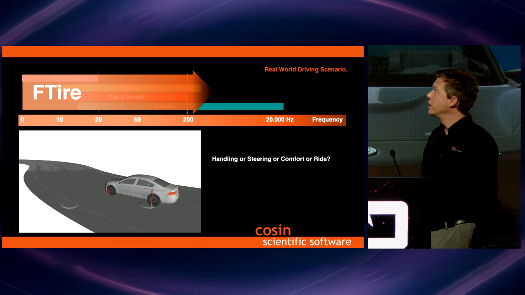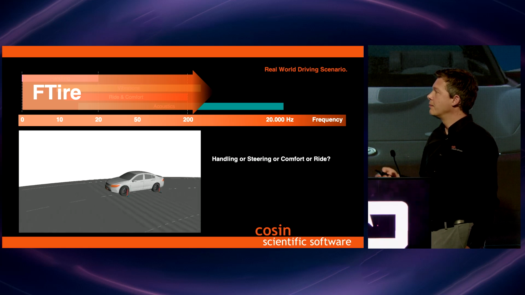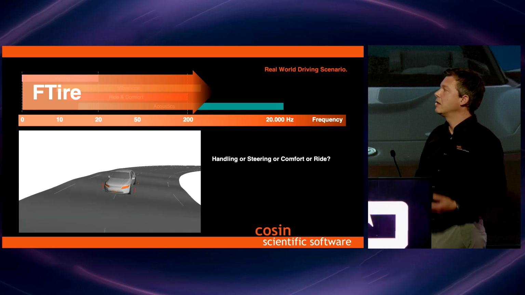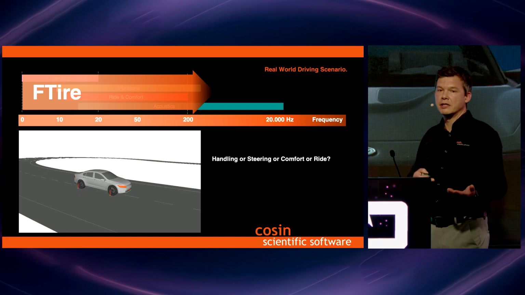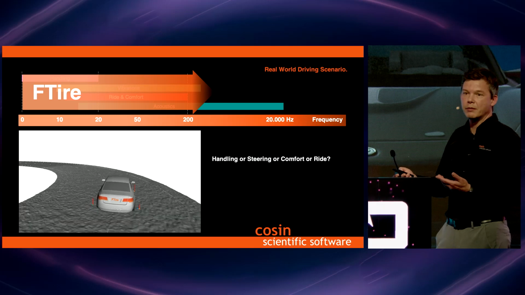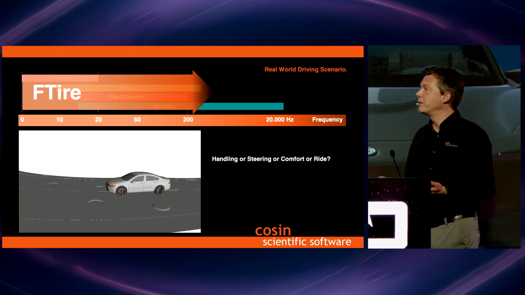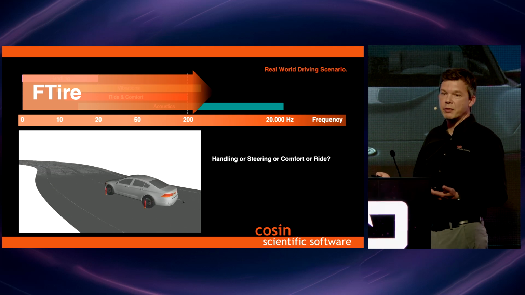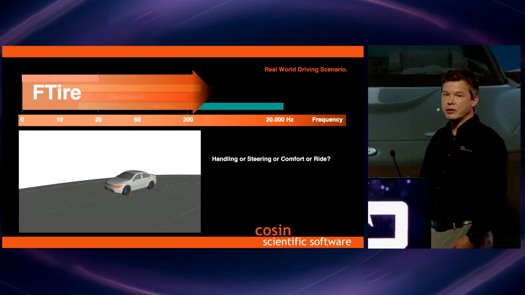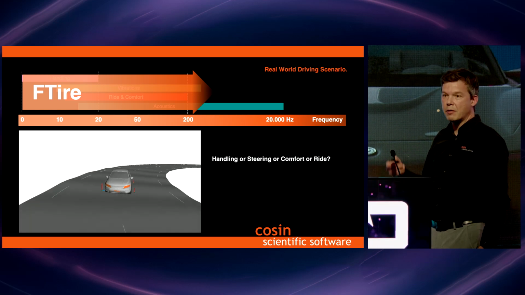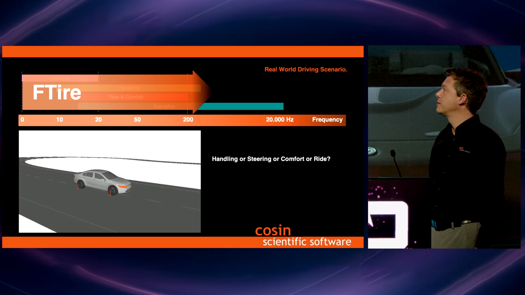If you look at the video and see a real-world driving scenario, then sometimes when you run a scenario in a driving simulator, is it handling, or is it already steering? When does it come to comfort or ride? So you have a mixture of all these different applications that need to be covered on one and the same system. And so FTire gives you the opportunity to run all these applications with one tire model and with the same parameterization and the same data sets.